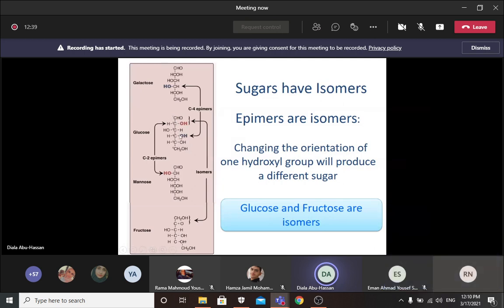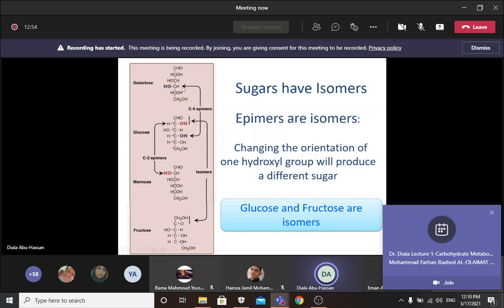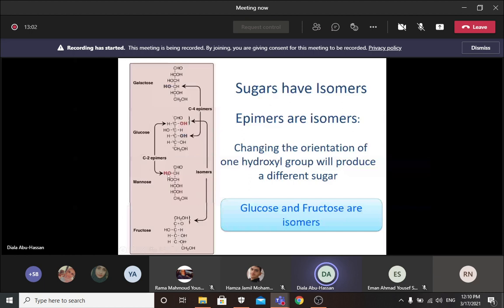If we change the orientation of the OH group just on carbon number 4, this results in the formation of another type of monosaccharide called galactose. And remember that the relationship between them as stereoisomers is epimers. So they're epimers because they're just different in one chiral center. They're exactly the same except on carbon number 4. So they're C4 epimers. If we change this orientation just on carbon number 2, this creates mannose, again, another epimer, but on carbon number 2.